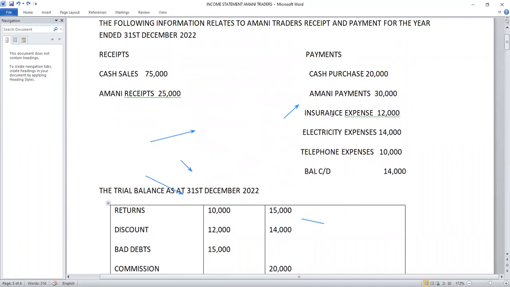You see in the question we have been given the cash payment. You see this money payment. So this money payment is what we are going to use as a payment. So this 30,000 is what we are going to use here. That's what we used in the income statement. Sorry, in the creditors control account.